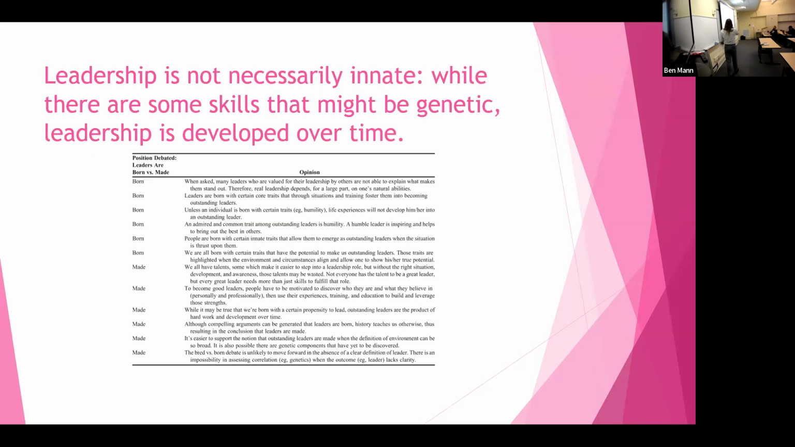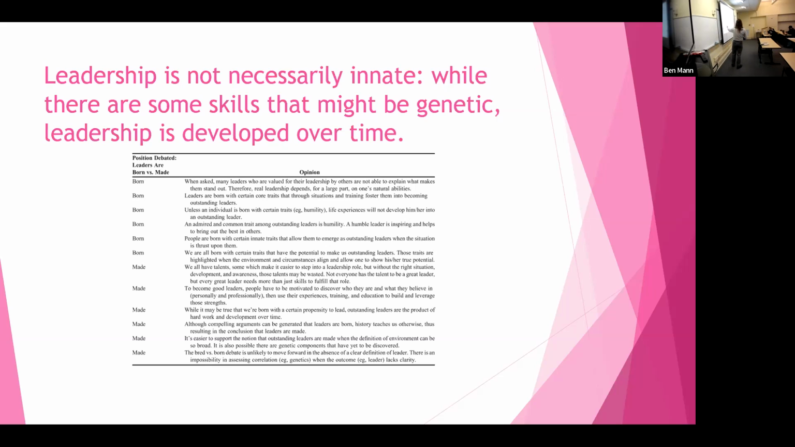I just wanted to share, there was a recent article that came out that was a kind of academic debate on whether leadership was born and innate or something that was made or developed over time. Some interesting arguments on either side. But what the researchers ultimately concluded was that the innate qualities, the born qualities, account for only up to about 30% of the qualities you might see in leadership. So that other 70% really comes from skills that are developed over time.